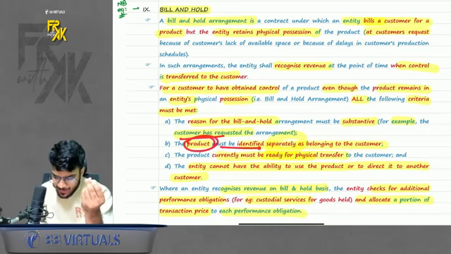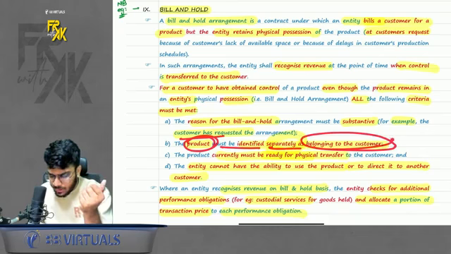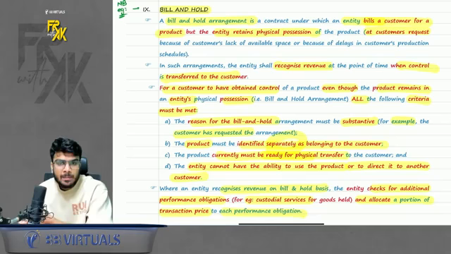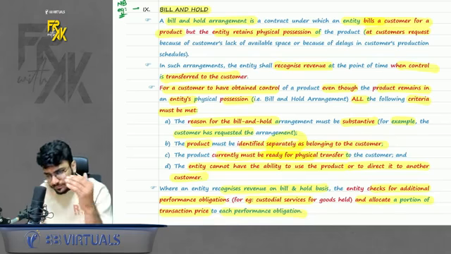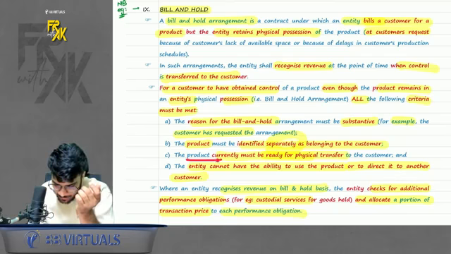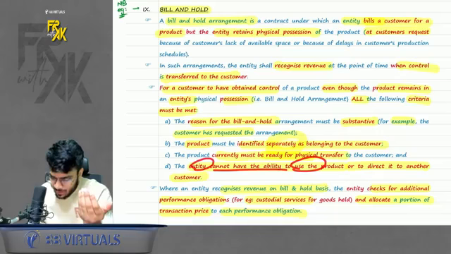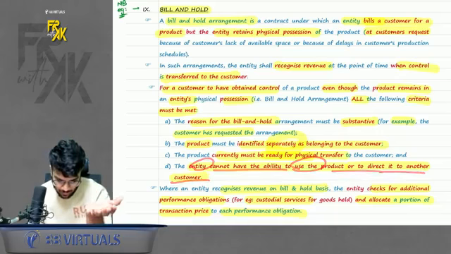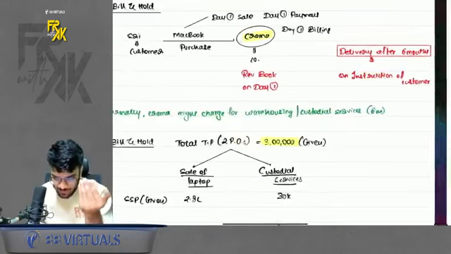The product must be identified separately as belonging to the customer. Even if the entity is keeping the delivery with themselves as of now, it should be specified that it is belonging to a certain customer. The product currently must be ready for physical transfer. An entity cannot have the ability to use the product or to direct it to another customer. Okay, so if the conditions are met, it is a case of bill and hold.